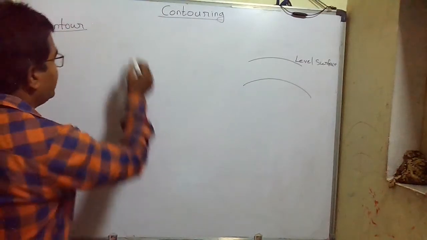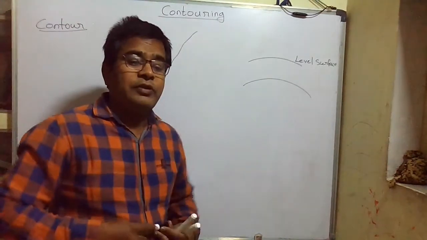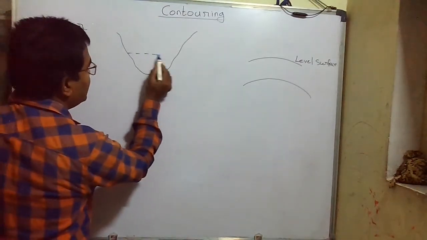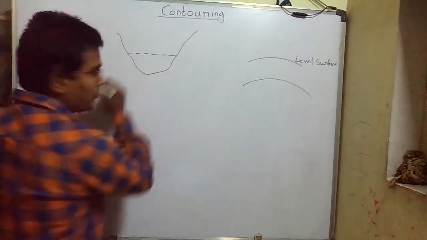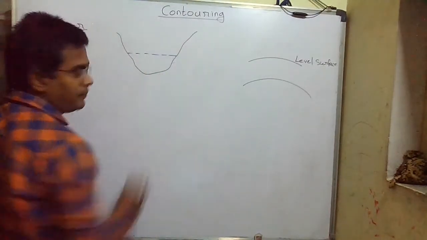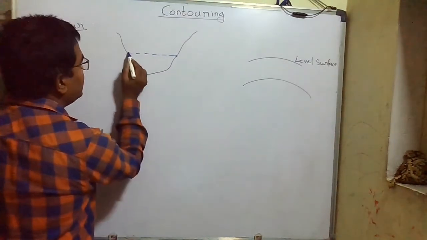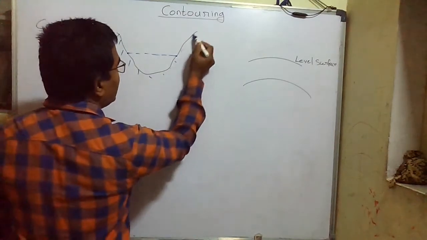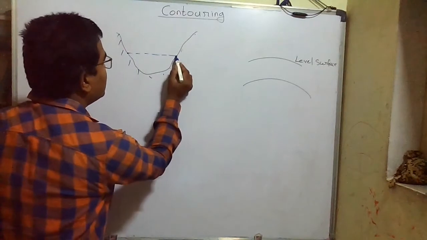Suppose this is the ground surface. We know what the level surface is: the water in a still lake. If this is the lake, the water in the still lake represents the level surface. Now where this level surface intersects our ground surface, at these points, this is nothing but the contour.